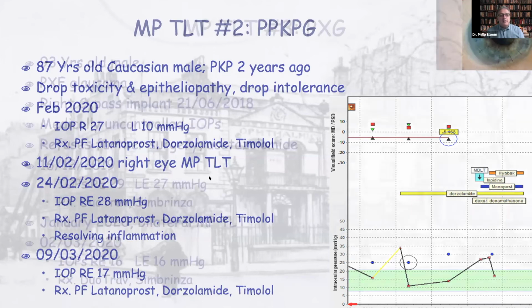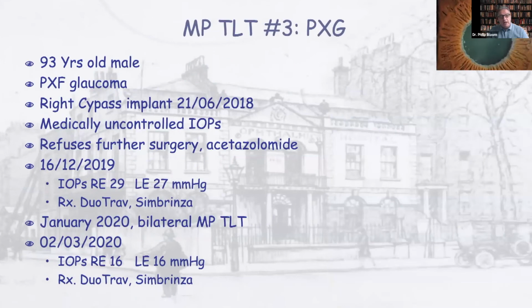And a third case, pseudoexfoliative glaucoma. This was an elderly man, a patient of my colleague Faisal Ahmed. Thanks to Faisal for allowing me to present this. He had failed a CyPass implant after some time, had medically uncontrolled pressure, and really steadfastly refused any surgical intervention, wasn't suitable for acetazolamide, had the MicroPulse treatment, and now the pressure is much more well controlled with very few side effects. Patient's still on medication.